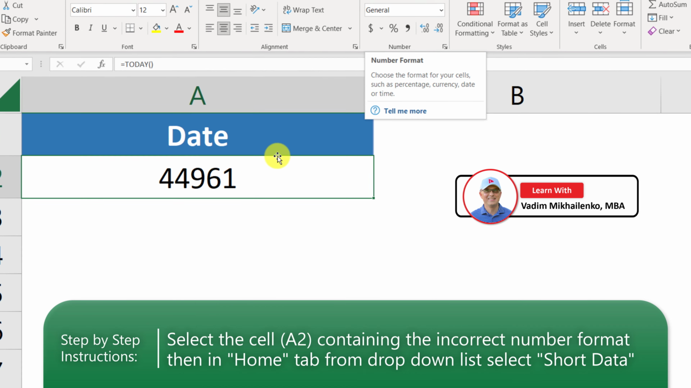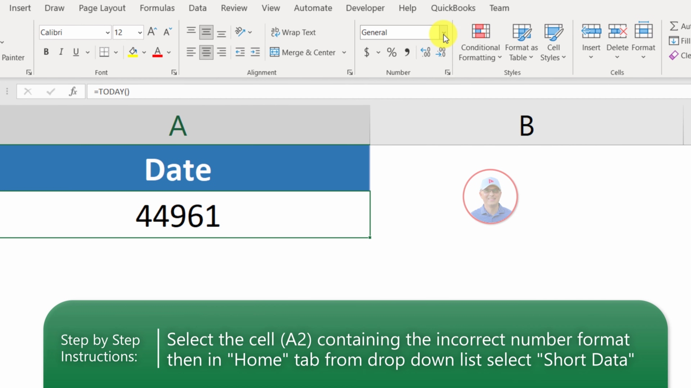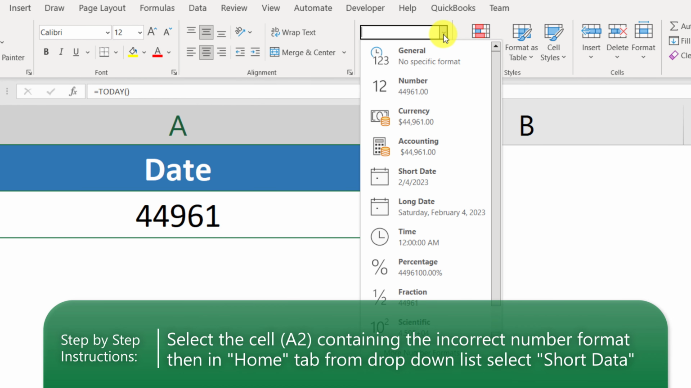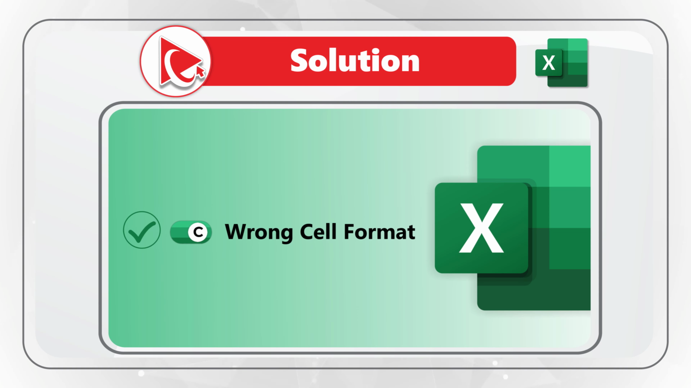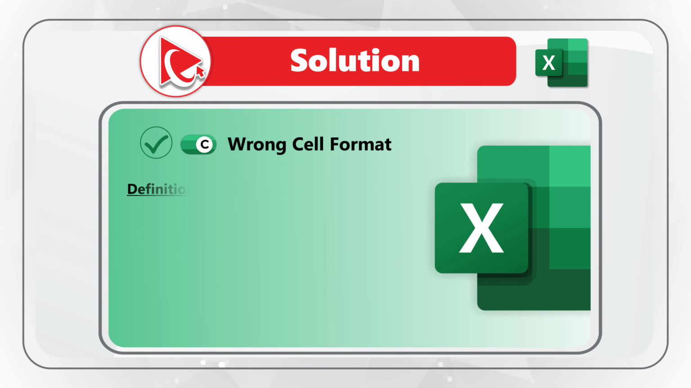The key to answer this question is in the data format. If you click instead of General and select Short Date, you see that it will be formatted to today's date, which is February 4th, 2023. To understand the issue, we need to understand the TODAY function in Excel, as well as what happened when Alexandra typed the function inside the spreadsheet.